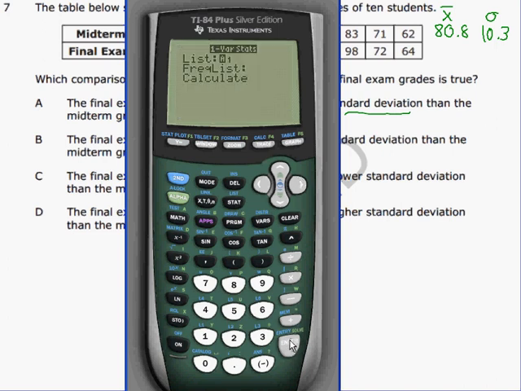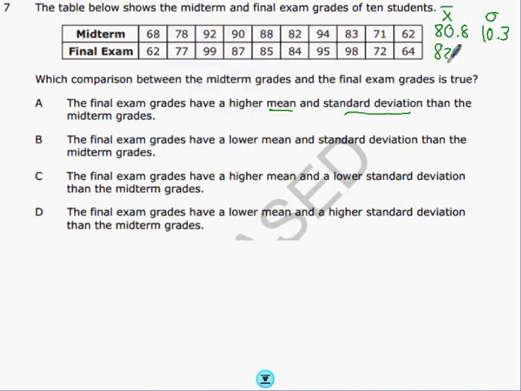I'm going to calculate one variable stats, still using list 1, although if I had put it in list 2, I would change that to list 2. Okay, the mean is now 82.3, and the standard deviation is 12.6. It looks like both are higher for the final exam. The final exam grades have a higher mean and standard deviation. That's the answer.